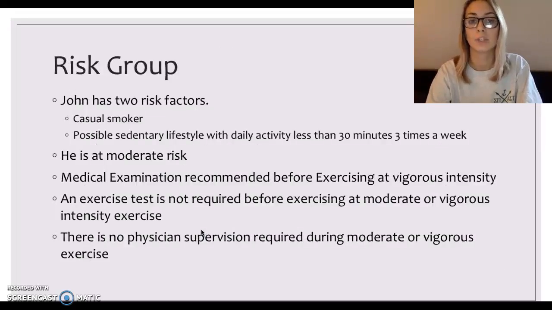His risk group: since John has 2 risk factors, since he is a casual smoker and he has a possible sedentary lifestyle with daily activities being less than 30 minutes 3 times a week.